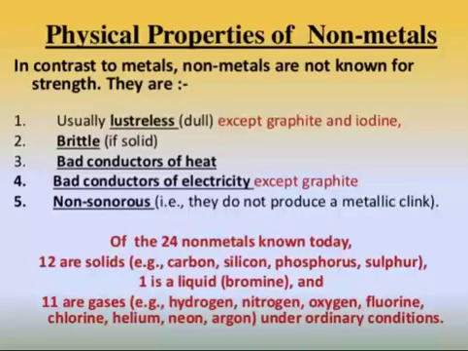Of the 24 non-metals known today, 12 are solids, which I told you before, and 11 are gases. So examples are given. The 12 solid non-metals include carbon, silicon, phosphorus, sulfur, and one liquid is bromine, and gases include hydrogen, nitrogen, oxygen, fluorine, chlorine, helium, neon, and argon. They are under ordinary conditions.